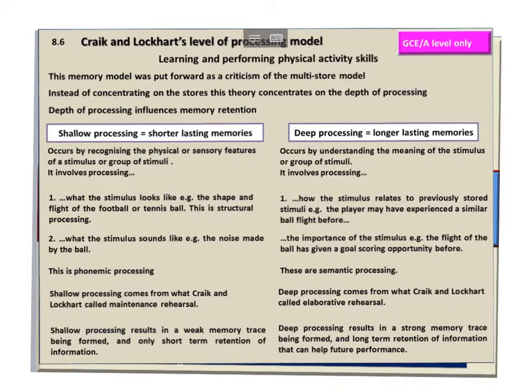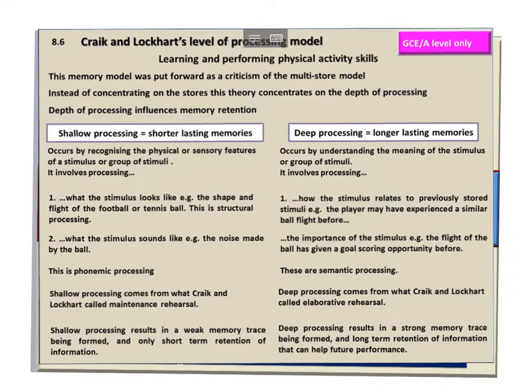Now, recalling what we know about memory trace, this is when the brain cells retain or store information. Obviously we want a strong memory trace, the brain cells retaining as much information as possible.